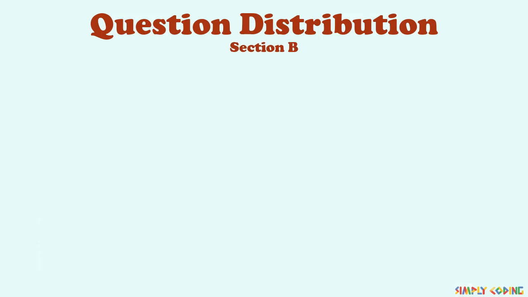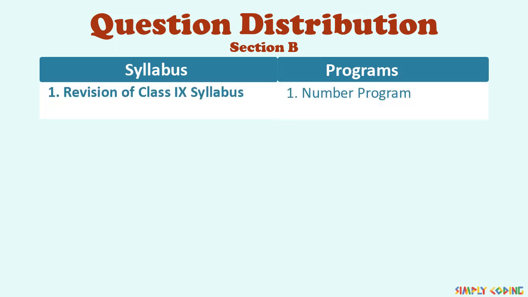In Section B, there are 6 questions. From revision of the Class 9 syllabus, there will be 1 question on numbers such as pronic number, special number, pi number, etc. 1 question will be on switch case combined with either series or patterns you have learnt in 9th.